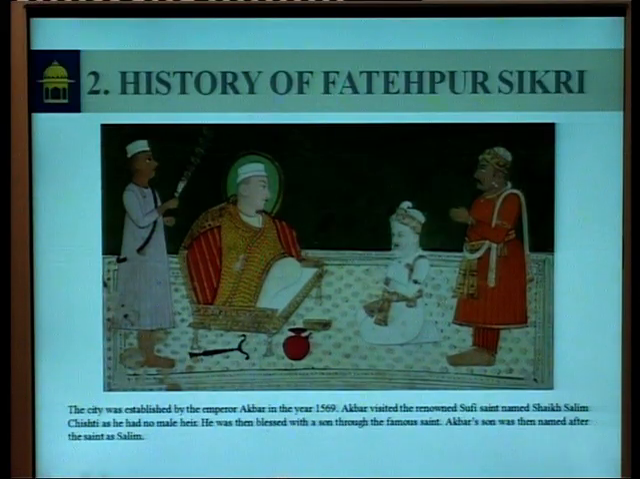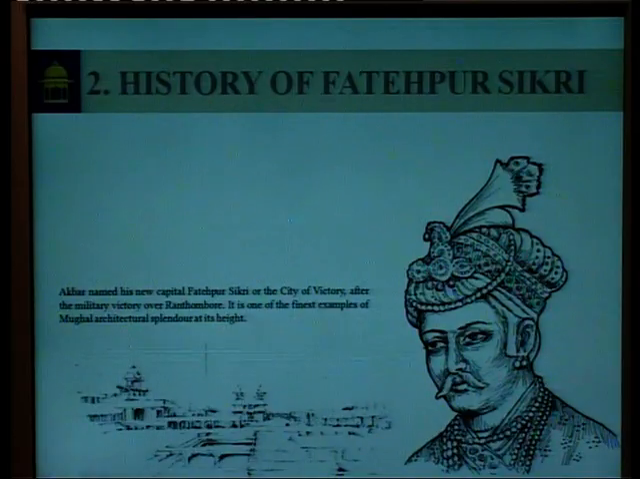So, Jahangir, who was the next emperor, the son of Akbar, had the short name Salim, and he was named after Salim Chishti, who used to have his religious place or place of abode at Fatehpur. Akbar named the new capital Fatehpur Sikri. Fatehpur Sikri means city of victory, after the military victory over Ranthambore.